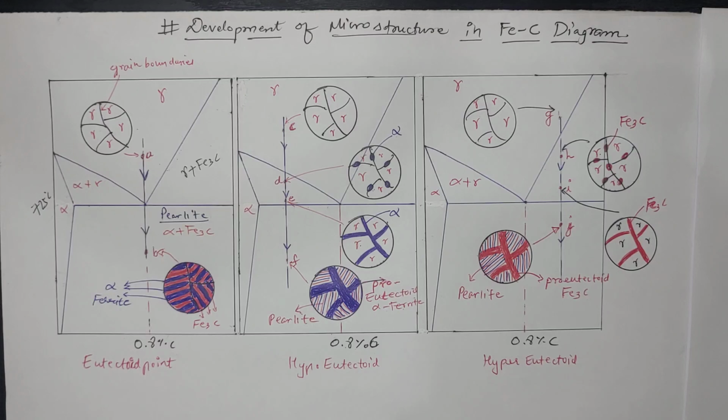In the next video, we'll see how to calculate the percentage compositions of pro-eutectoid cementite and pro-eutectoid alpha ferrite, and also we will see how we can calculate the percentage of pearlite formation.